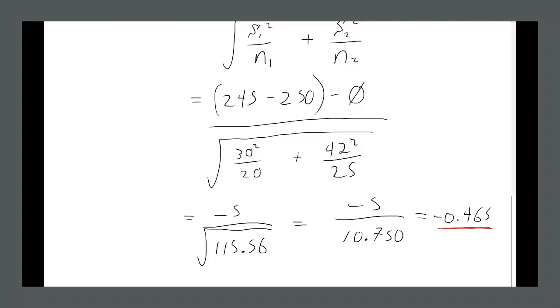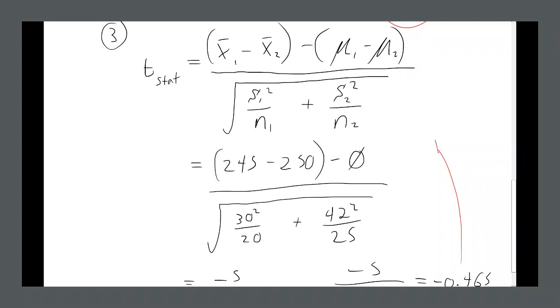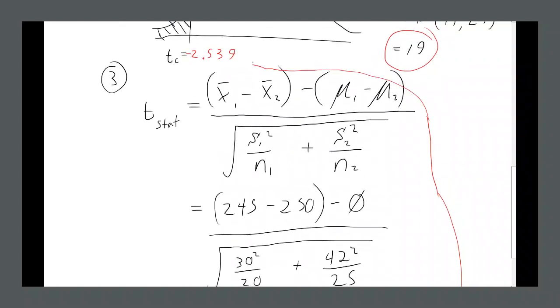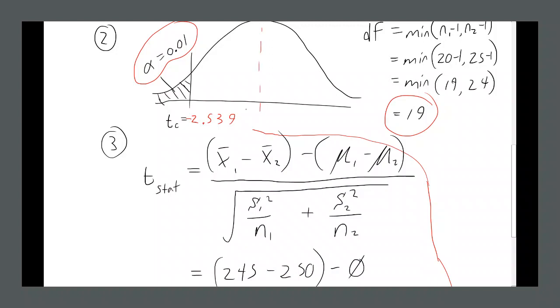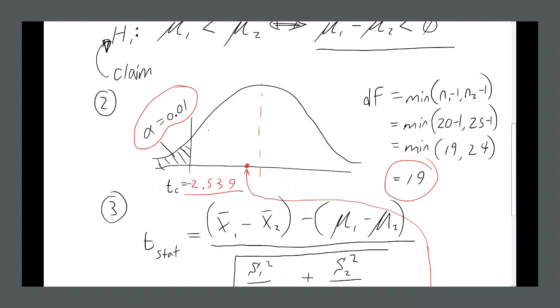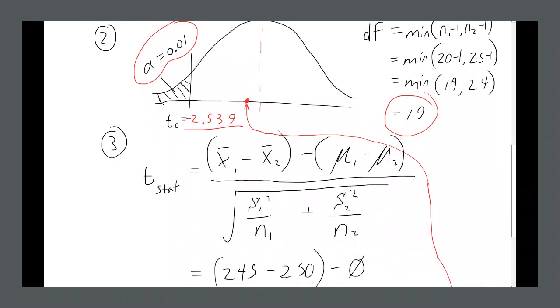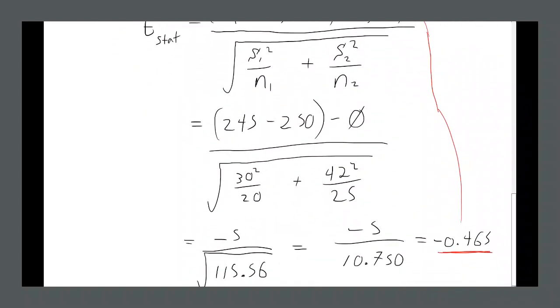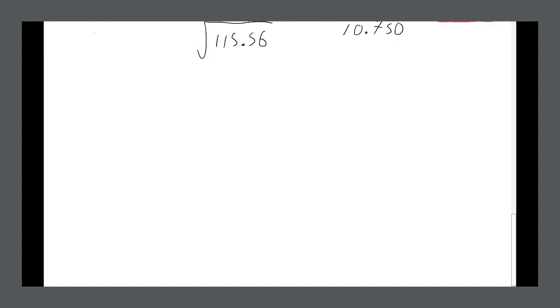Now, if we were to plot that negative 0.465 on our t-scale, well, it's 0 in the middle. Negative 0.465 would be somewhere there. It's negative, but it certainly does not reach negative 2.539. So, we did not reach our critical t-value, so we are not rejecting our null hypothesis. So, our step 4 is that H0 is not rejected.